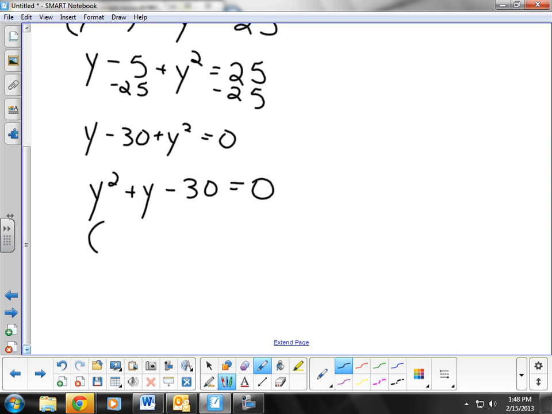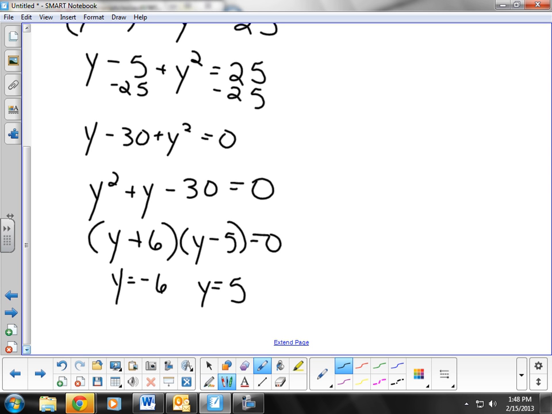5 and 6. So (y minus 5)(y plus 6) equals 0. So you get y is equal to negative 6 and y is equal to 5. Okay? Any questions?